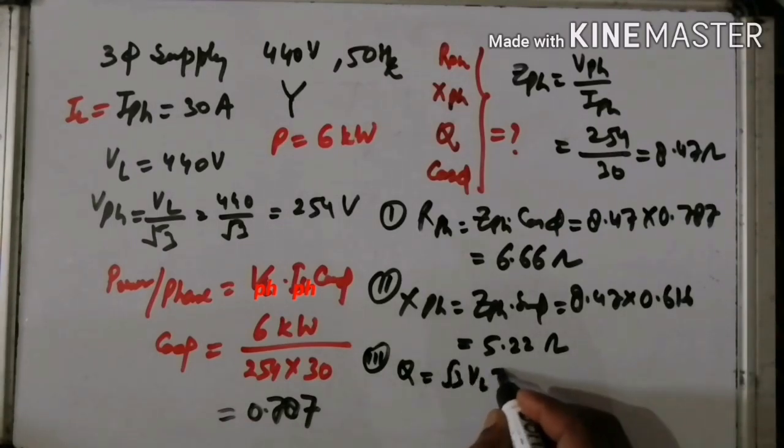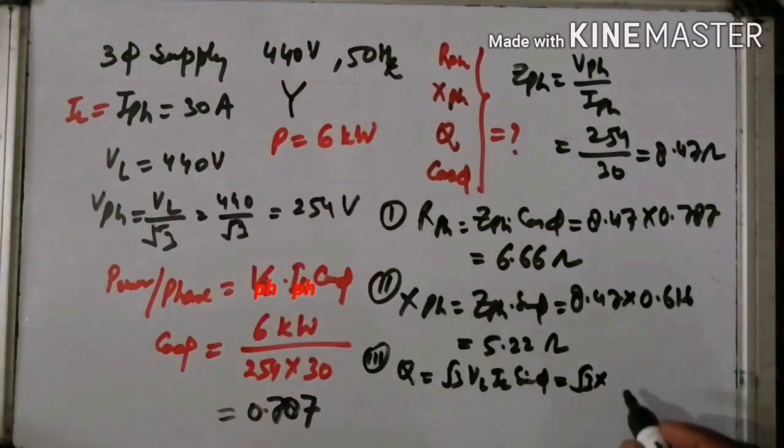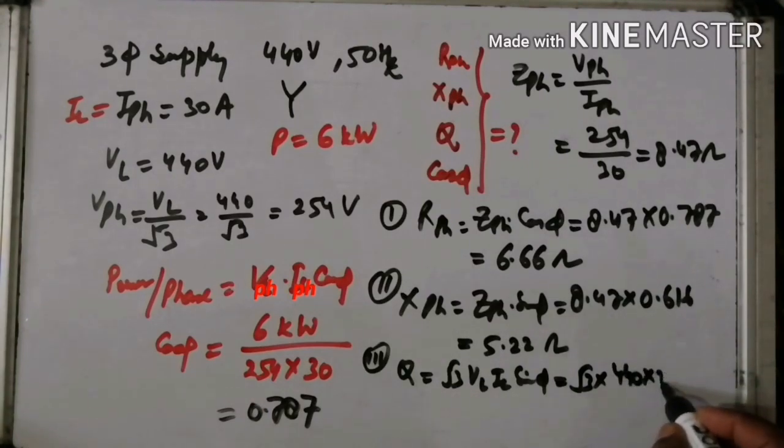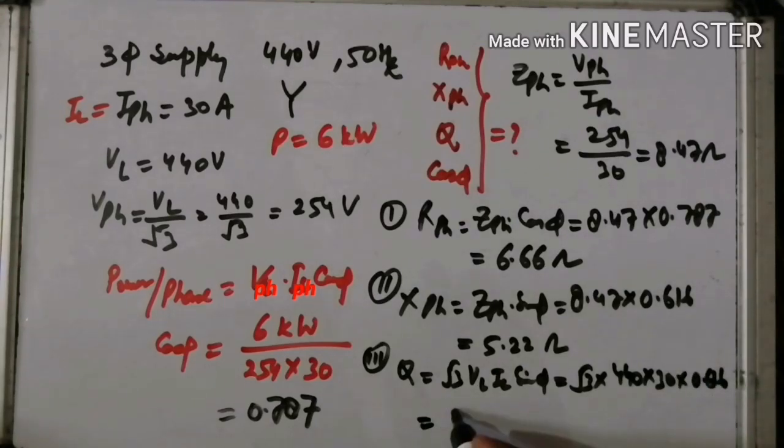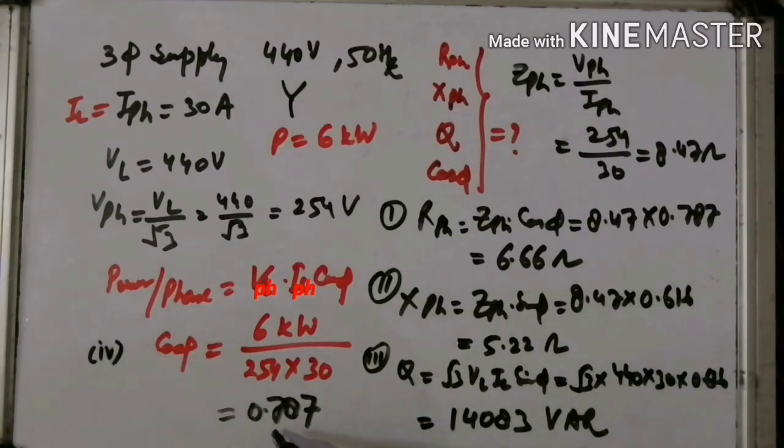Now the reactive power, that is the third part. Reactive power Q is equal to root 3 VL IL sin phi. It is under root 3, VL is 440, into 30, into sin phi, that is 0.616. After the calculation, it is 14083 volt ampere reactive. And this one is the cos phi, this will be the fourth part, 0.787 lagging.